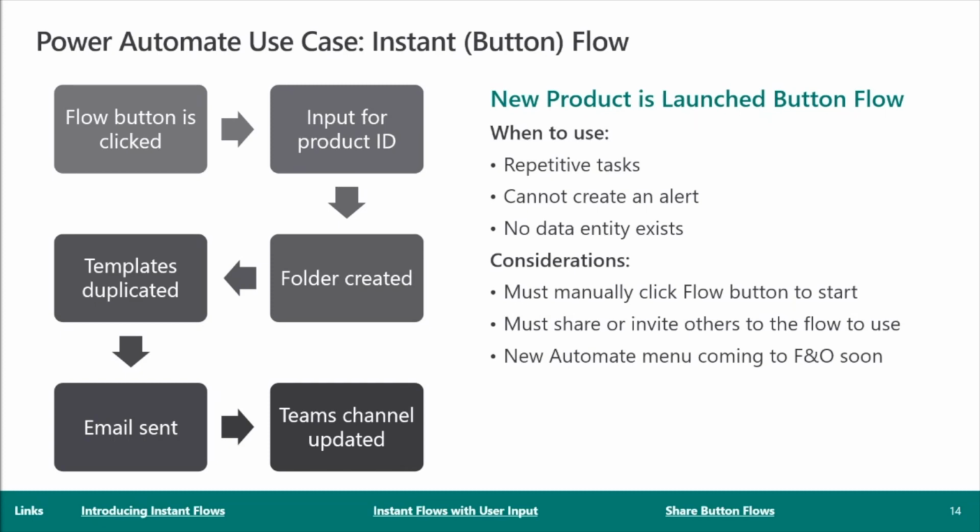As a side note, we do have a new feature that is coming into finance and operations in that options tab. And this new automate menu is going to allow you to create instant flows from directly inside of finance and operations with context of the record that you're on. That will improve this instant flow scenario, but there's still a lot of great scenarios that you can do that are even outside of the system.